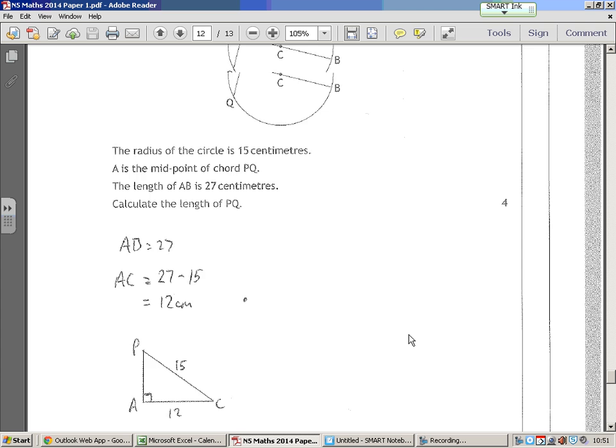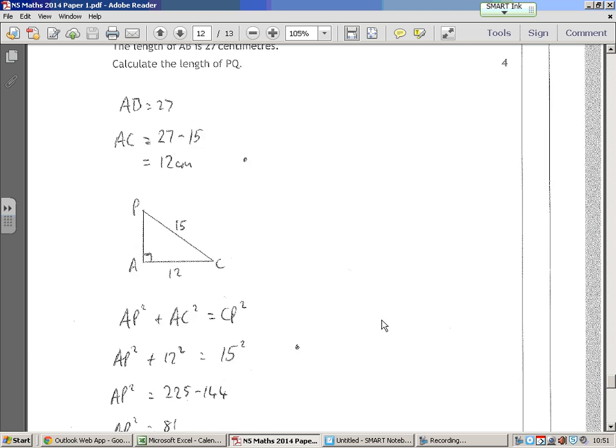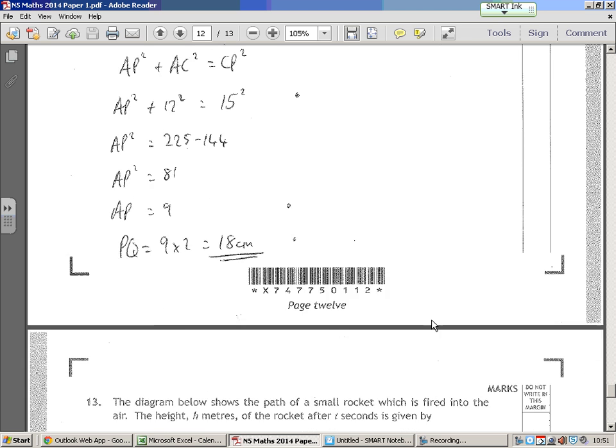Again, guys, we're not being asked for that in the question. We've got this bit, we're asked how long is PQ, which is twice the length because of the symmetry in the circle. So PQ will be 18.